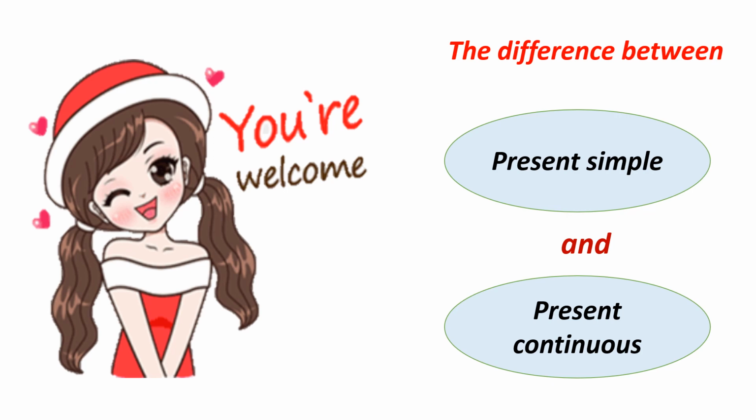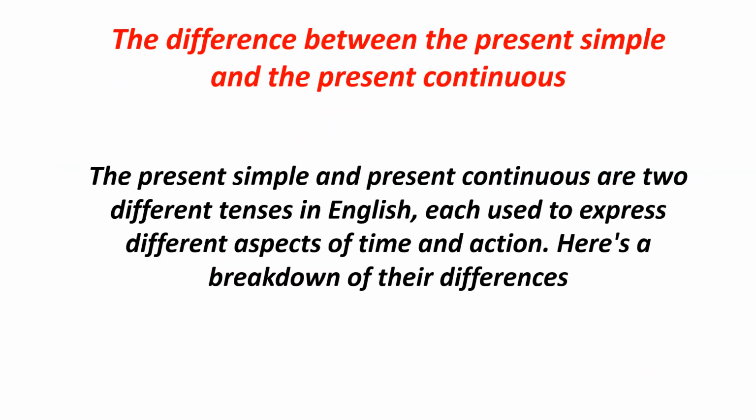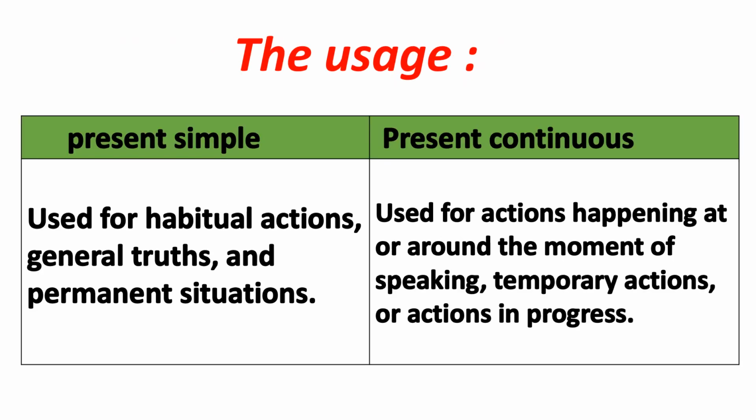So now, let's begin our new lesson. We will start with a small definition of the present simple and the present continuous. The present simple and the present continuous are two different tenses in English, each used to express different aspects of time and action. Here is a breakdown of their differences. So now we'll move to the differences between the present simple and the present continuous.